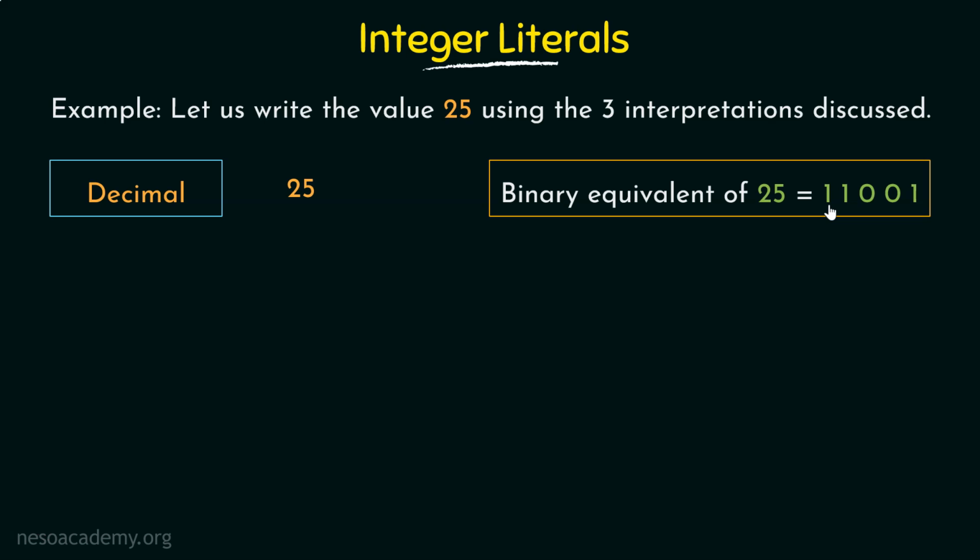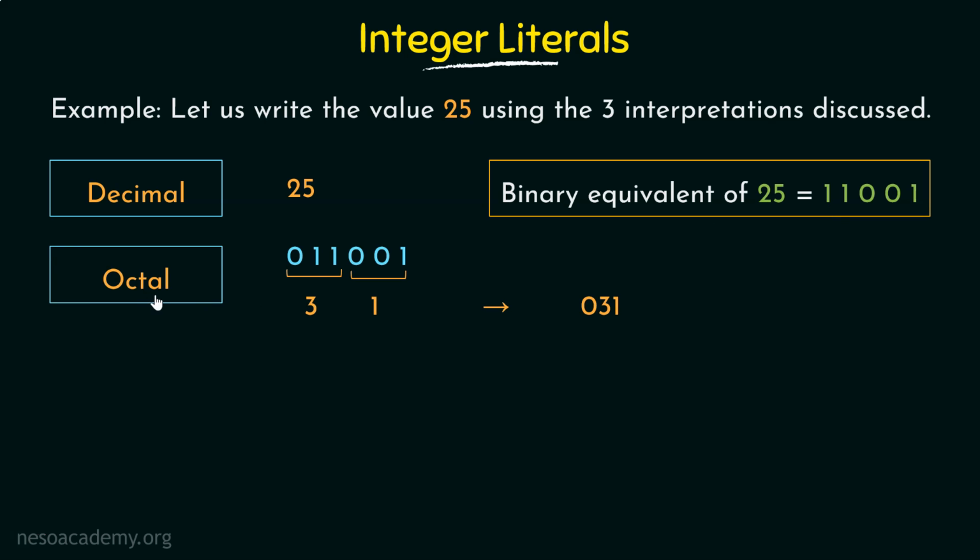Now in order to convert it to octal, what are we going to do? In order to convert a binary number to an octal number, the easy way is to divide the bits into groups of 3. Then we write the equivalent decimal value of each group, and that will give us the octal value. Here our binary equivalent of 25 was 11001. I want to divide it into groups of 3 bits each. So here I have 1, 2, 3, 4, 5.